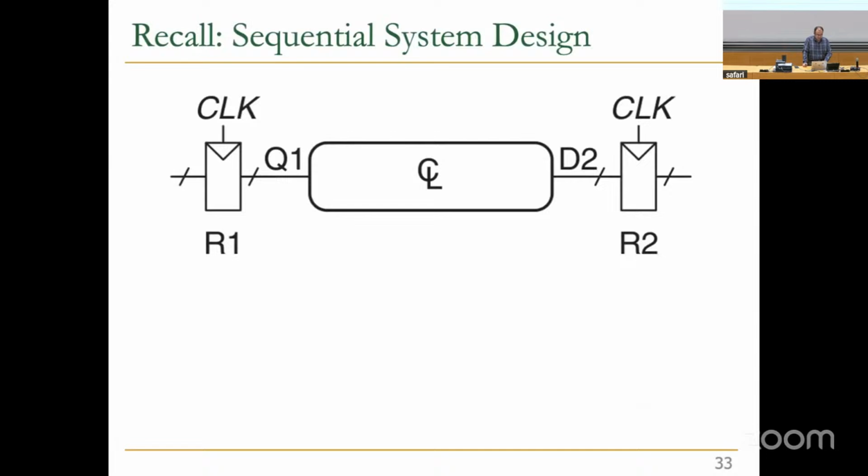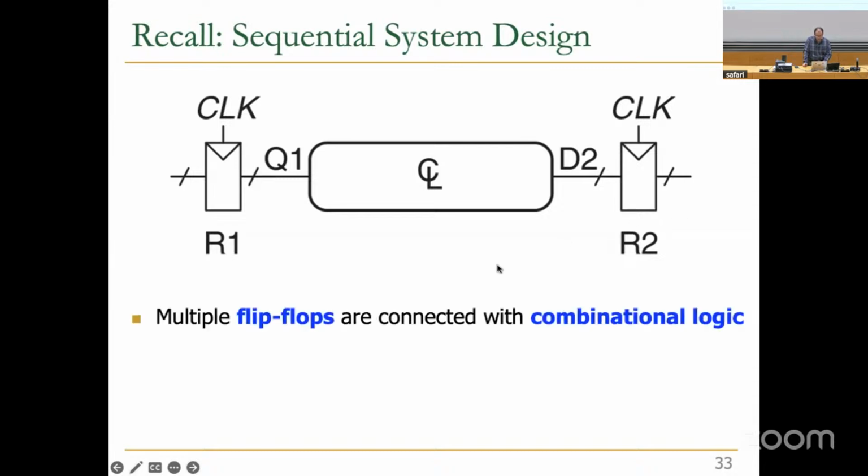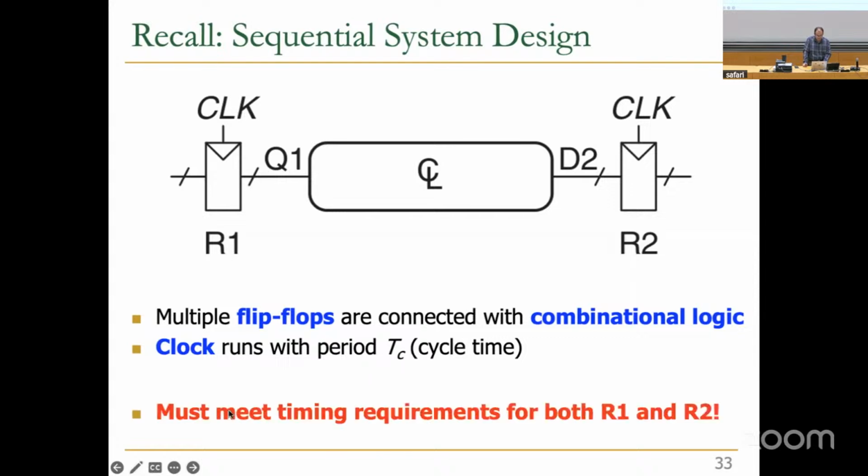Okay, so this is another recall to jog your memory. In sequential system design, we have flip-flops or registers, and then we have combinational circuits, and that combinational circuit can also drive other registers or flip-flops. Multiple flip-flops are connected with combinational logic, and the clock runs with period TC, the cycle time. This circuit must meet timing requirements for both R1, register 1, and R2 in this example.